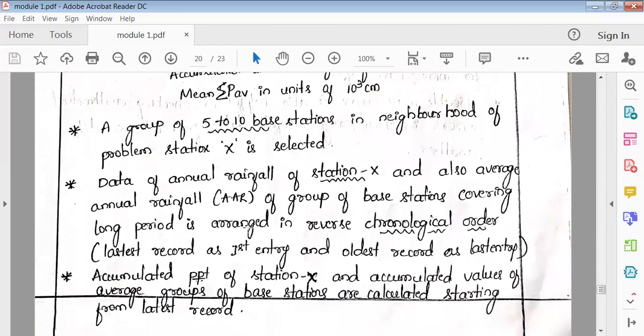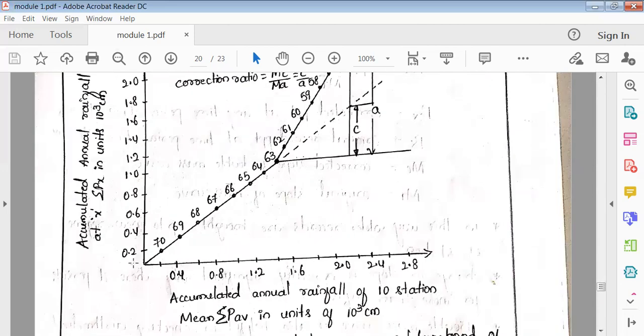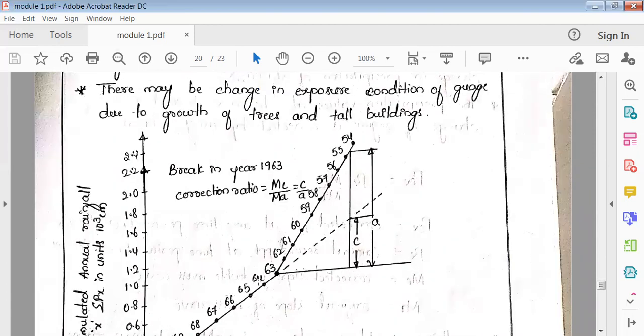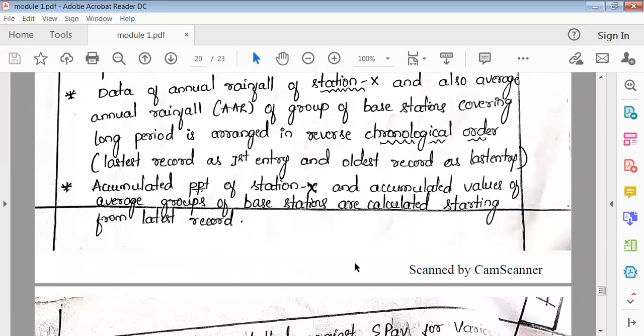So here the annual rainfall of station X, and also the average annual rainfall of a group of base stations covering a long period, that is the adjacent stations, are measured in chronological order. That means the latest record at the first entry and the oldest record at the last entry. You can see here the latest is at the first entry, 70 is first, and 54 is at the last entry. Okay.